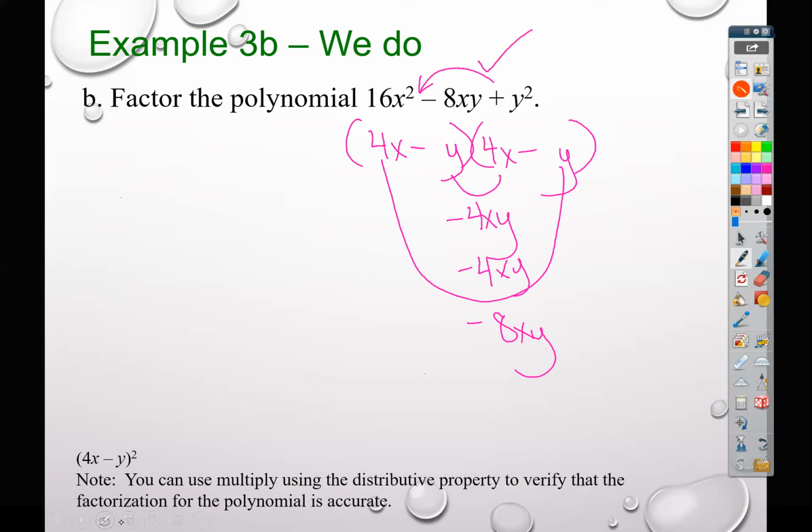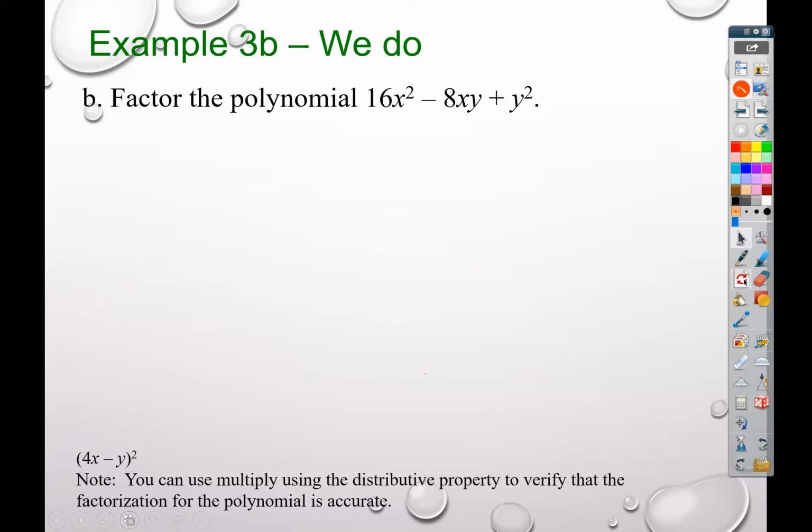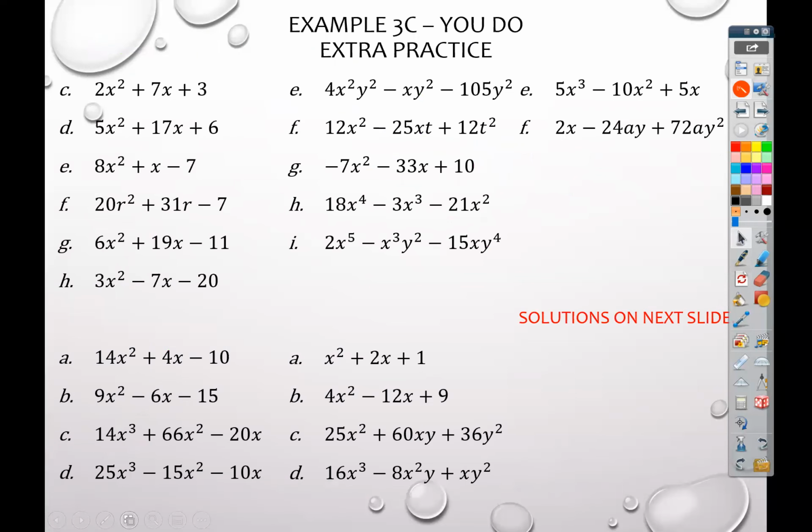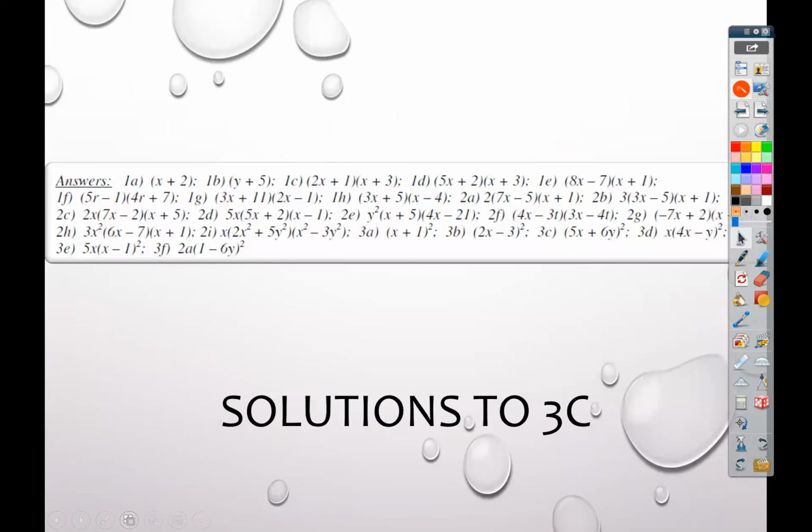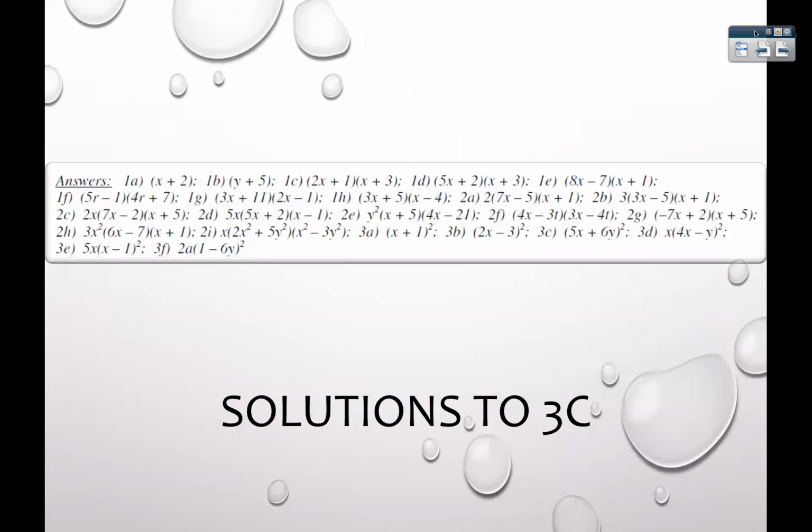Since it's the same thing, I can write it as a difference of squares. And yes, you can multiply it back out and make sure it's right. Okay, pause this. I want you to do at least some of them. And the answers are right there. Let me move this so you can see. Go ahead and write those down. Pause the video.